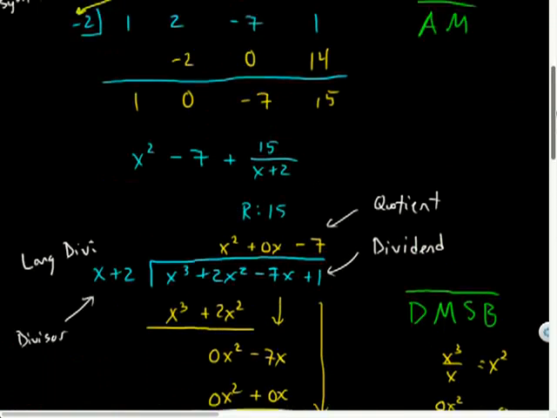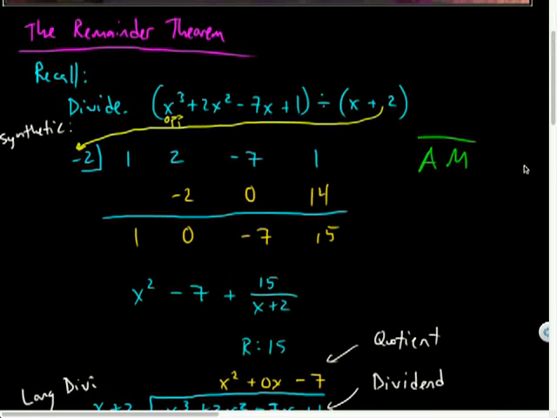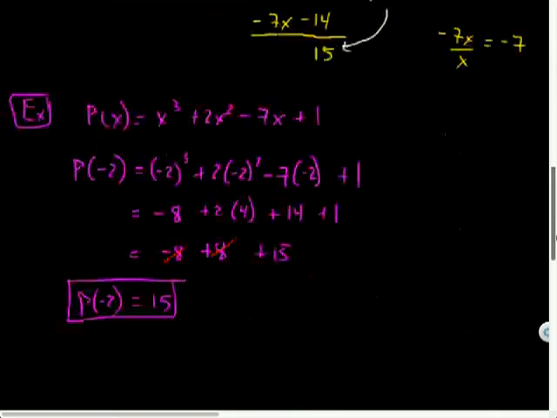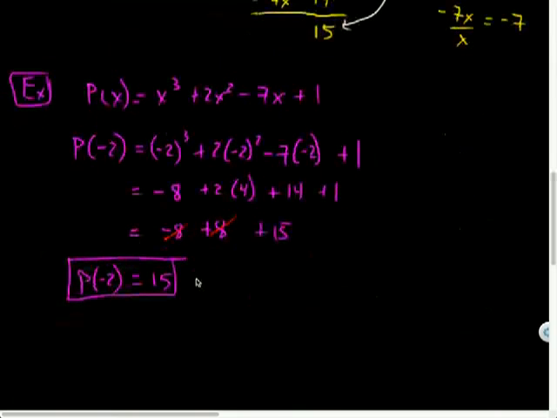We took the opposite of what we did in the synthetic. We used the opposite. Yeah? And used that in the P of X thing. And then we got the remainder. Yeah. The answer I got was the remainder from synthetic division or long division, right? And it kind of was the opposite thing, right?